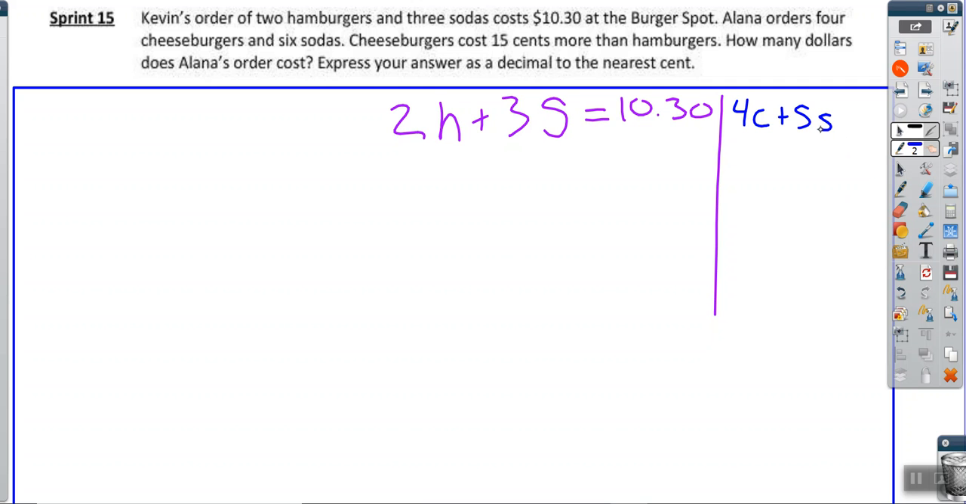Oh, that's going to be helpful, because now it's 6. Okay, maybe not. And the cheeseburgers cost 15 more cents than a hamburger. All right, so that means that cheeseburger is equal to hamburger plus 0.15.